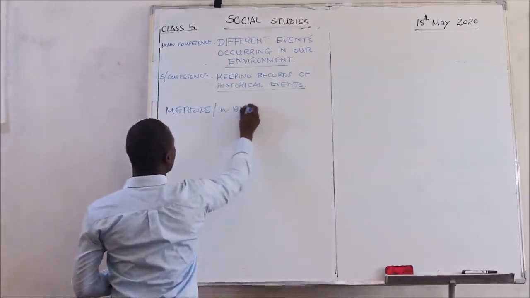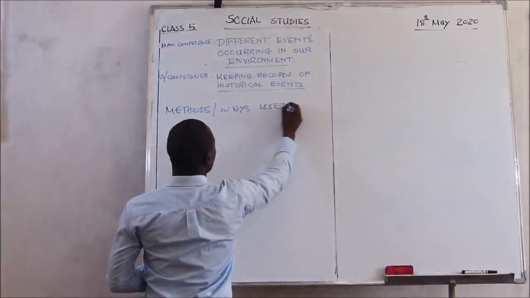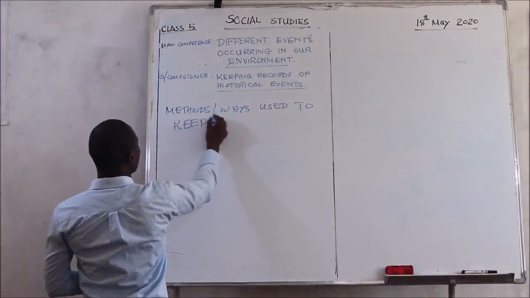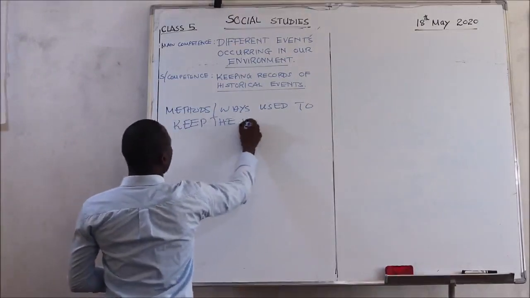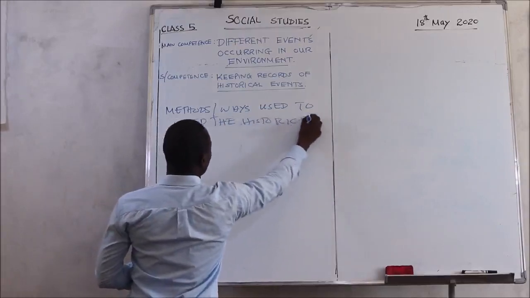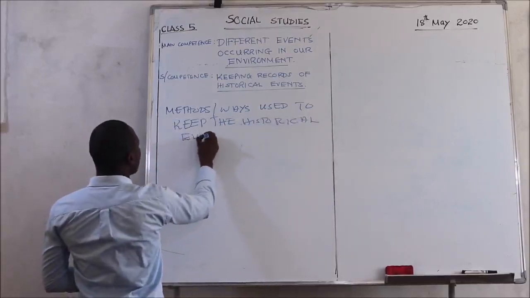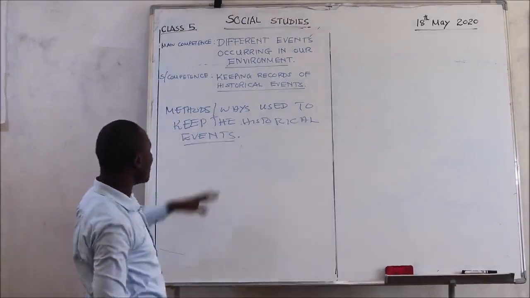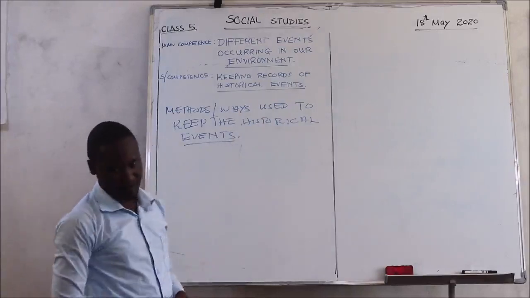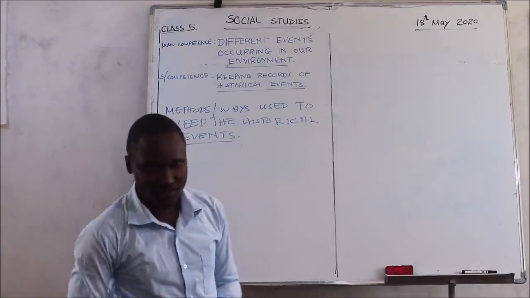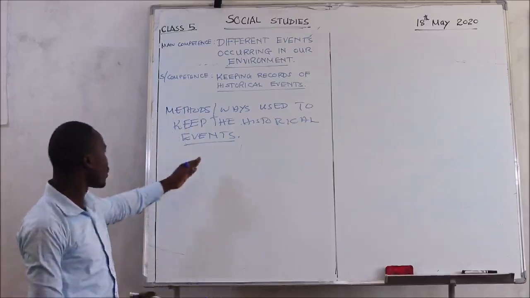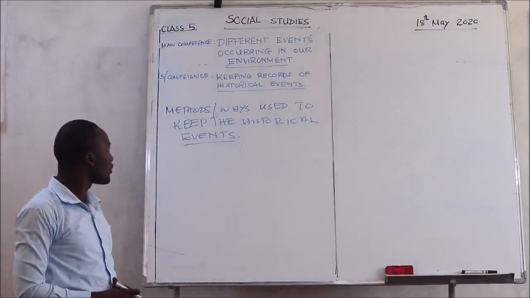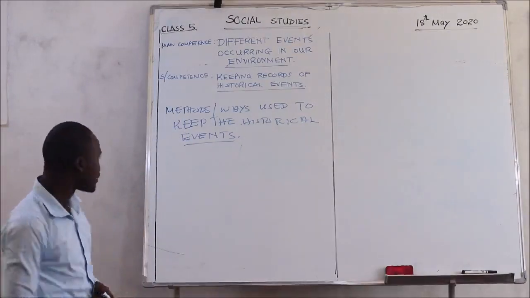Methods or ways used to keep the historical events. Now, there are various methods which are used to keep or to record the historical events, as follows.